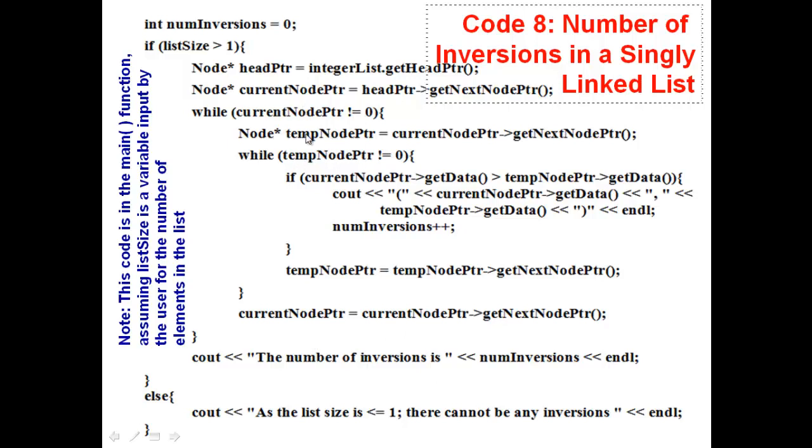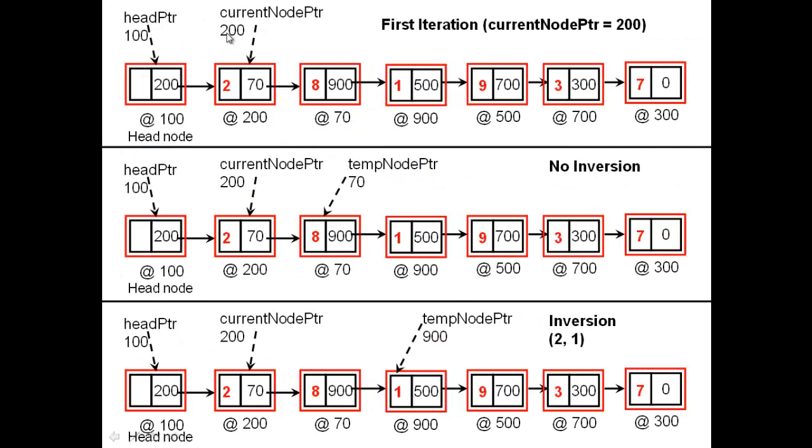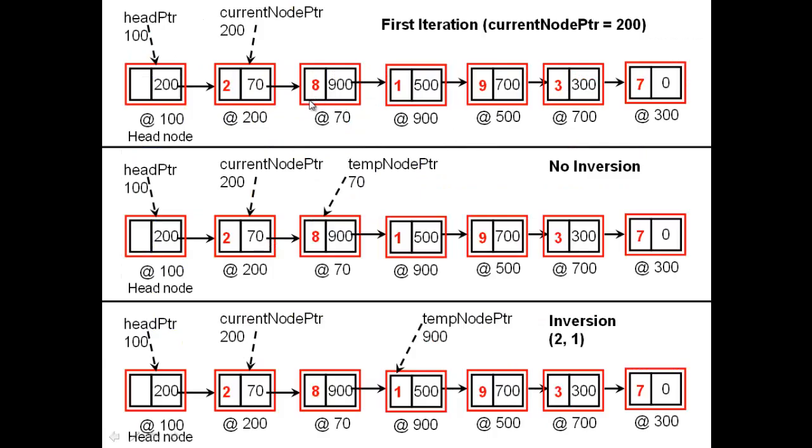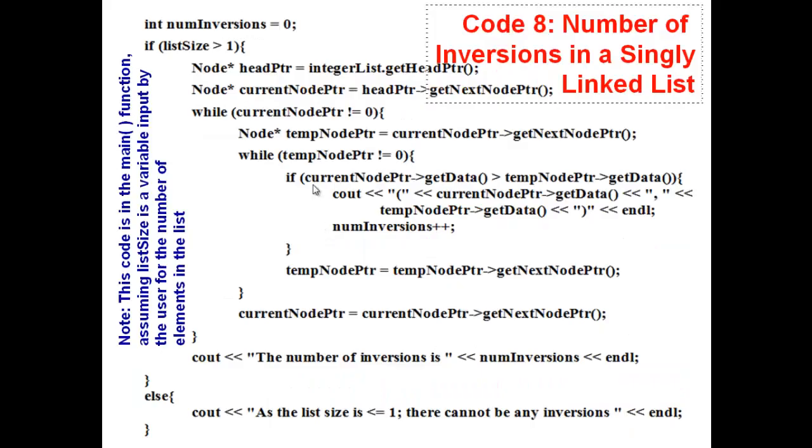So current node pointer is not null because it's 200, so you get inside the while loop. Now we try to get the address of the node next to the current node. So current node pointer arrow get next node pointer will give you the address of the node next to the current node. That is 70, and assign that to temp node pointer. So temp node pointer will point to that node next to the current node. And check if temp node pointer is null or not, because in order to do the comparison of the data, the pointer should be pointing to an existing node, and the pointer value should not be null.